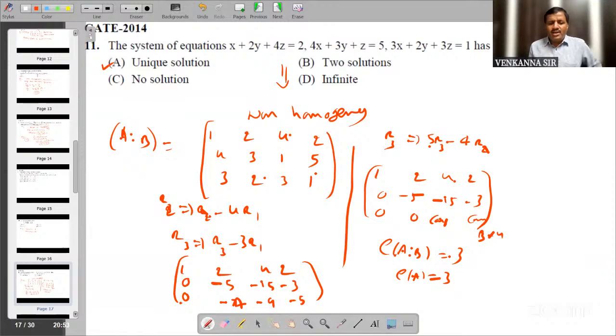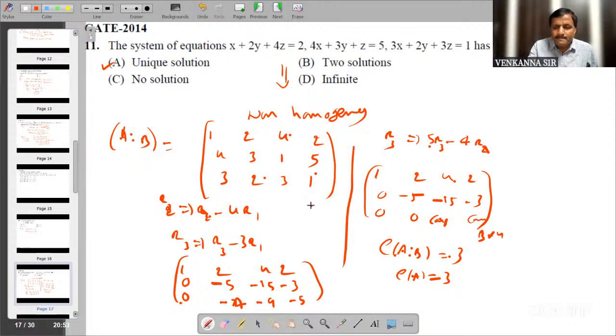See here, there is no need to calculate exactly what the values are. Just confirm that these two values are constants. Both the ranks are 3 and 3, which is equal to the number of unknowns. Then it contains the unique solution. Hope all of you understood. This question is clear to all of you.